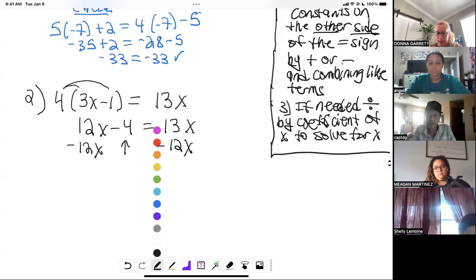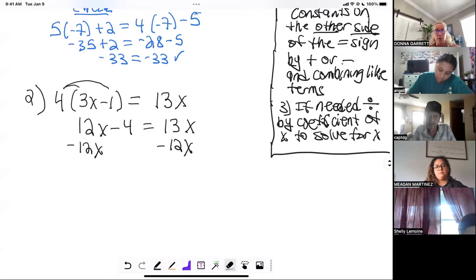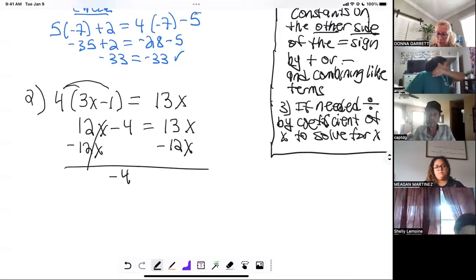That way I have the x on one side and the coefficient and the constant number on the other side. So I have -4 is equal to 13 minus 12, which is 1x, or x. And I'll just write it the right way so it looks right. It doesn't matter, it's just me. I don't like the x on that side at the end.